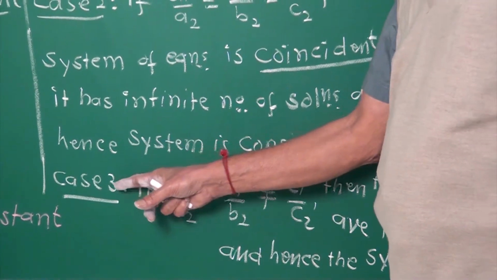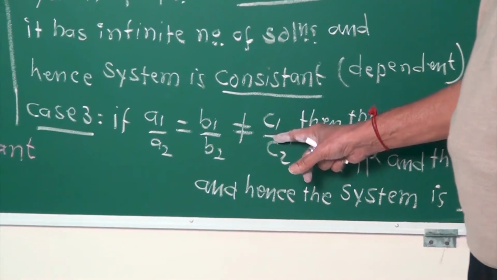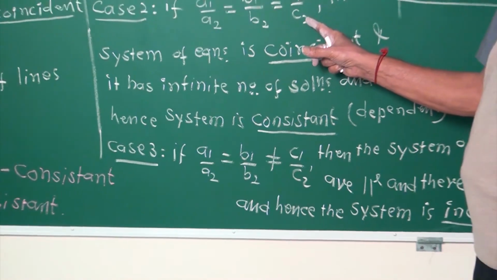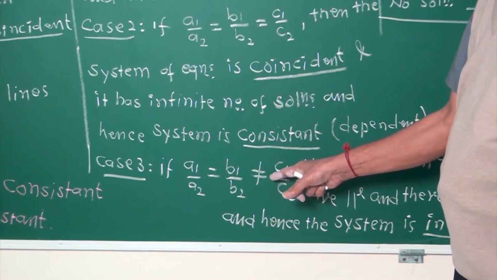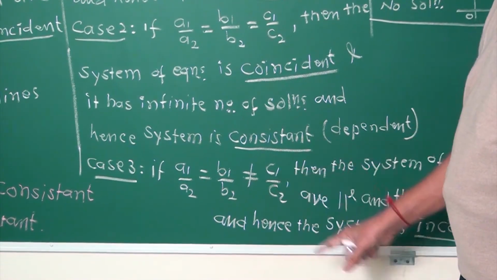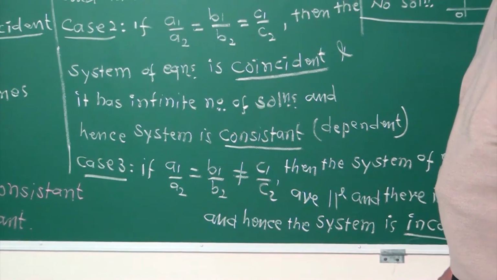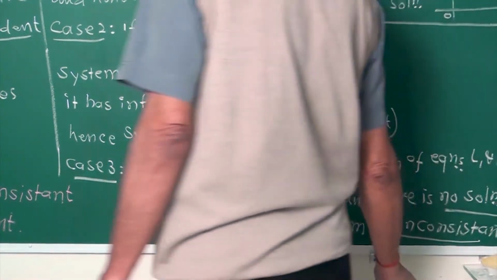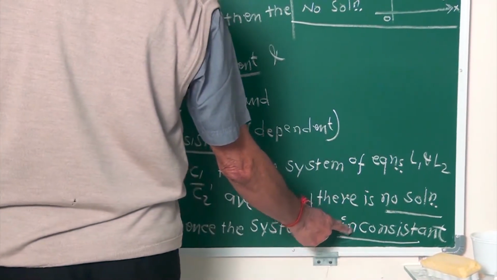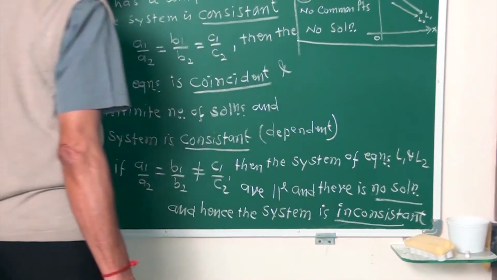What is the third one? A1 by A2 equal to B1 by B2 but not equal to C1 by C2. All the three equal, consistent, this is false in this case, my friends. So in this case, the solution does not exist. No solution means the system is inconsistent.